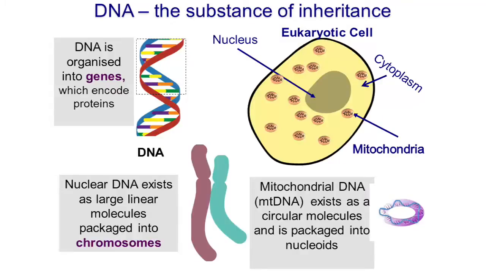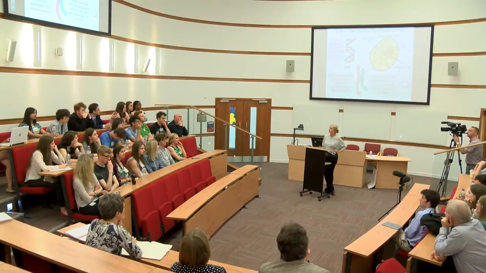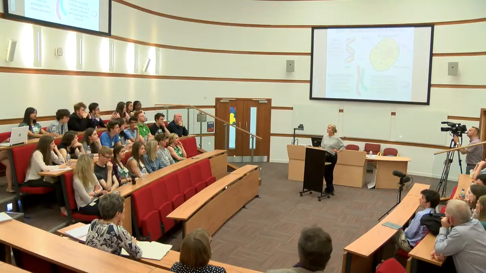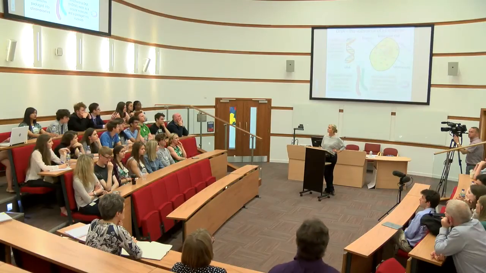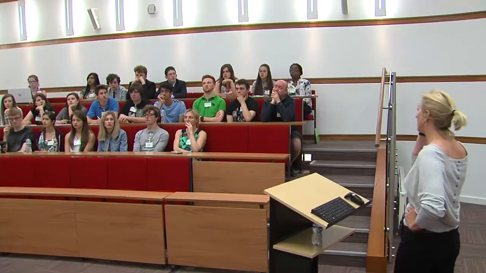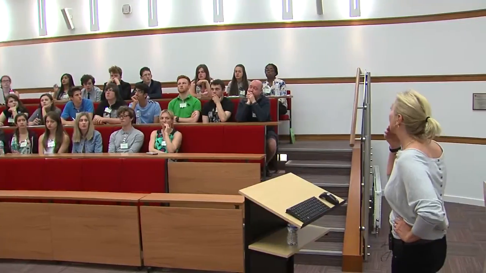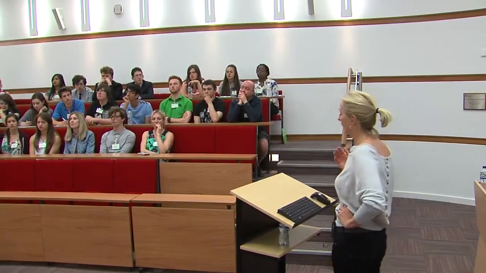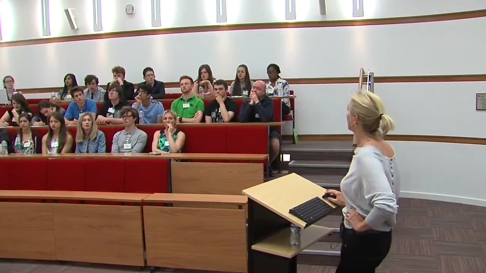So DNA is the substance of inheritance. It's organized into genes which encode proteins, and the proteins, of course, are the building blocks of all our cells. Now, in the cell, we have two types of DNA. We have DNA in the nucleus, which is packaged into these large linear molecules called chromosomes. And then we've also got DNA in the mitochondria, and that's packaged into a structure called a nucleoid, and it's a circular molecule of DNA. Now, the mitochondria are organelles in our cells, and they're unique in containing their own DNA.